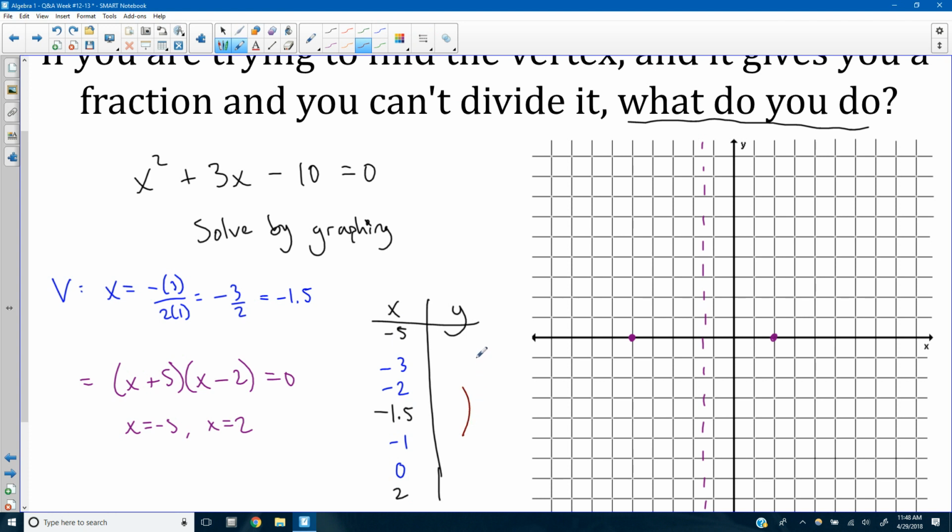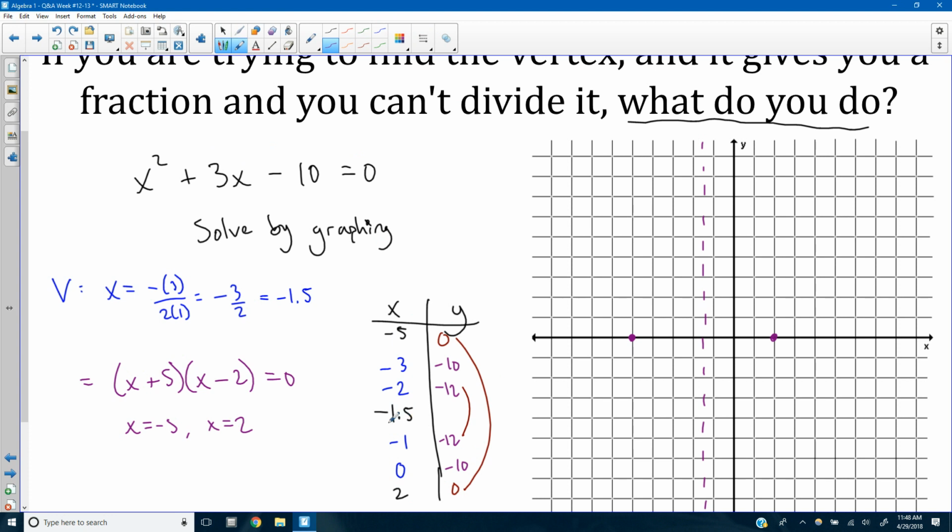Let me do some of these for you really quickly. We know that negative 5 is 0 and 2 is 0. They are both 3.5 away from my vertex. These are both half away from my vertex. I plug in negative 1. I get 1 minus 3 minus 10, and that is negative 12. So this is negative 12, so this is negative 12. I plug in 0, I get negative 10. I'm not plugging in 1, that's okay. So this is also negative 10.